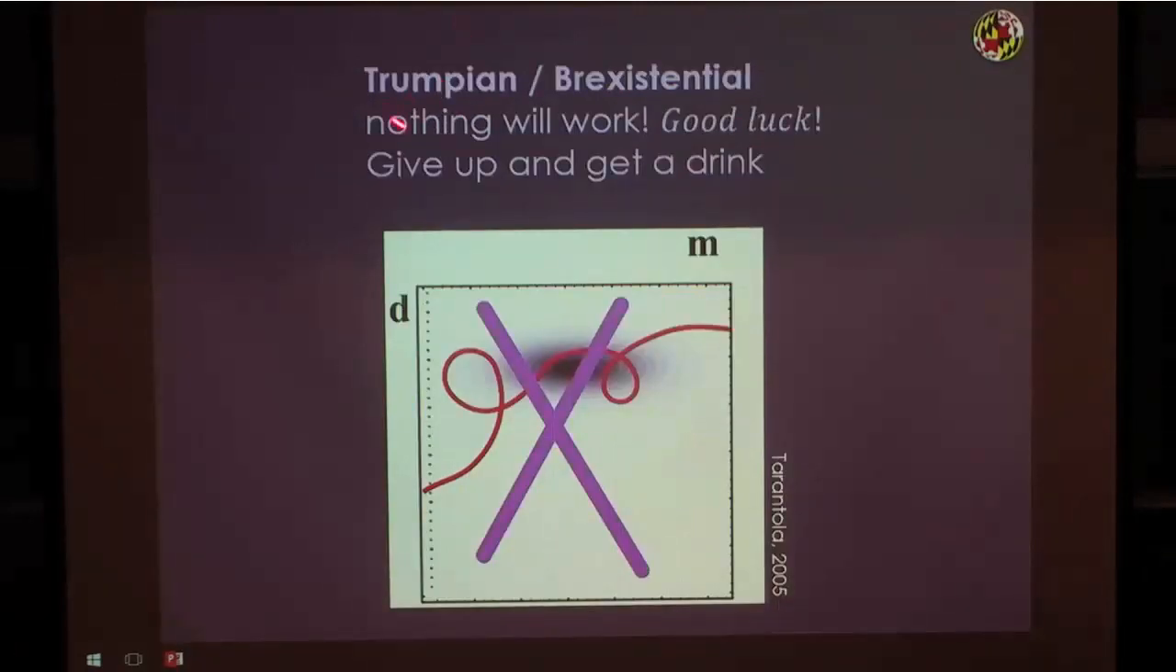And then, of course, you have this problem, which I call the Trumpian or Brexistential problem. And essentially, nothing will work. You should give up and get a drink. One of the best Brexit posts was "pub?" That was the response to the Brexit vote. So that's kind of the response. If you're confronted with a problem like this, your geochemist friend tells you, oh, this is my problem, but I really want you to solve it for me. You can say, do you want to go to a pub?